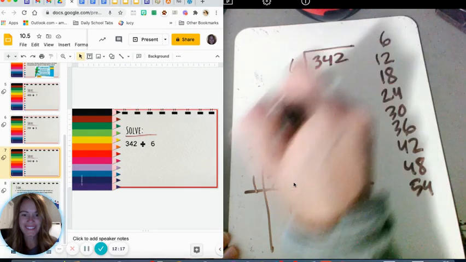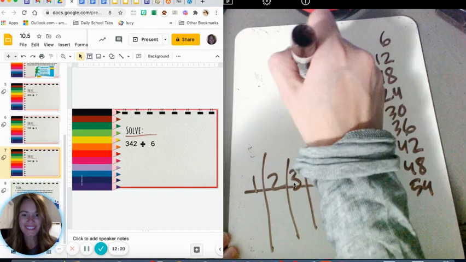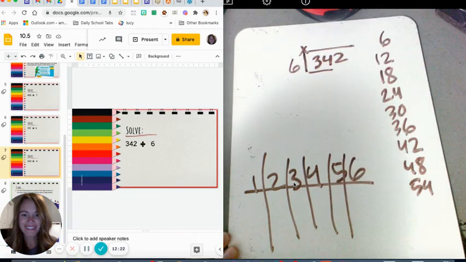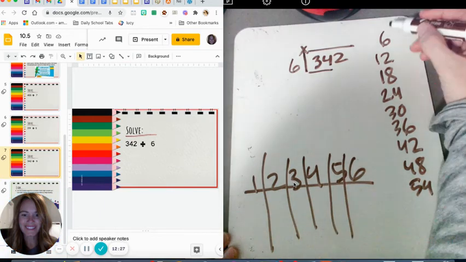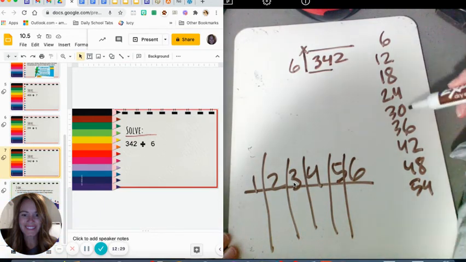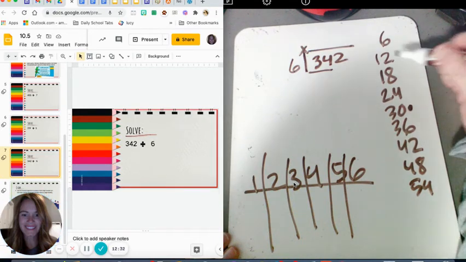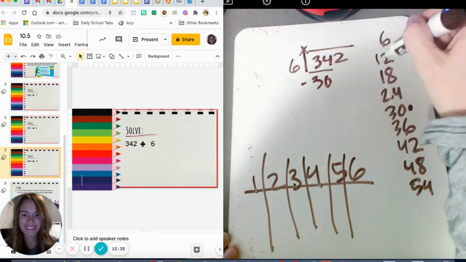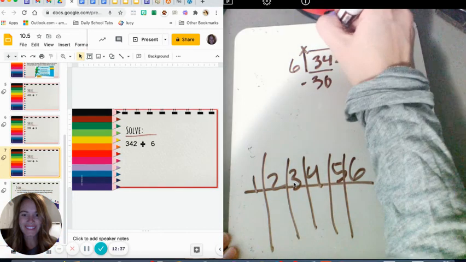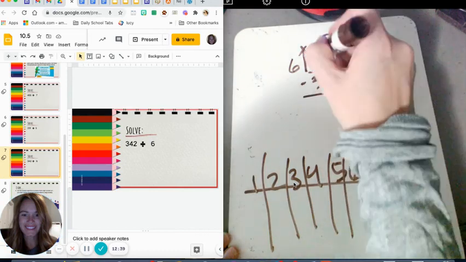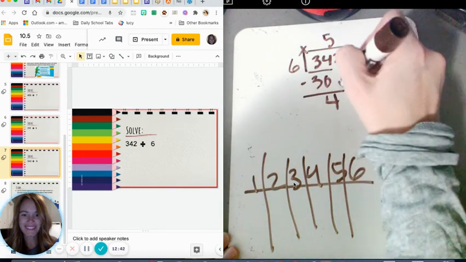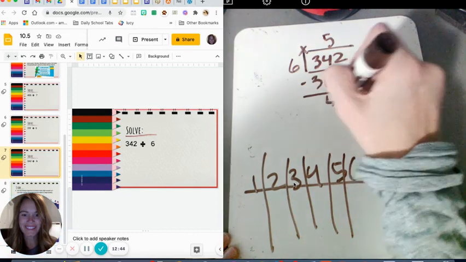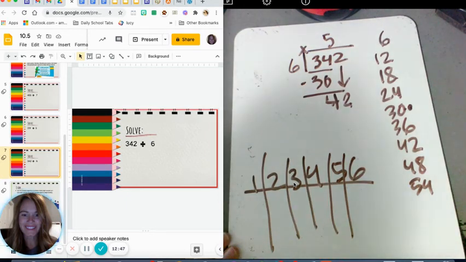And if I had 3 hundreds, could I evenly put them into 6 groups? No, I can't. So now I'm thinking of 34 tens. Well, I could put 34 tens in these 6 groups, but I have to come to closest to 34 without going over, which is 30. So I'm going to subtract away 30, which would be 1, 2, 3, 4, 5 times. So I'm going to put 5 above there, which leaves me with 4 tens, and bring down that 2, which is 4 tens and 2 ones, which is the same thing as 42 ones.